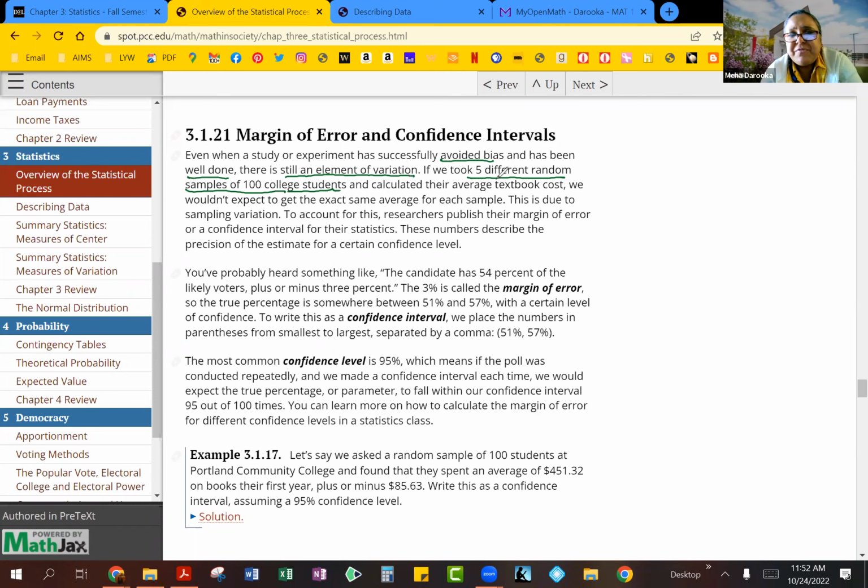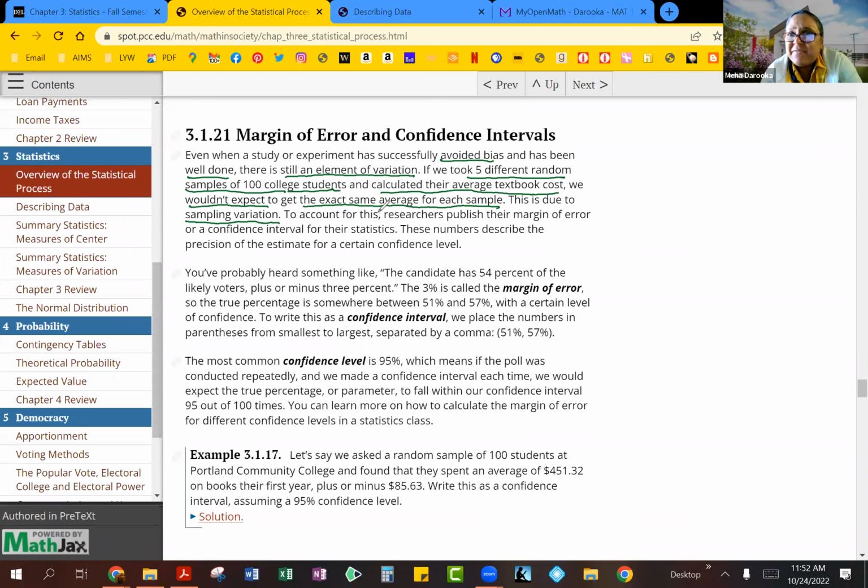So they're saying even if you did 5 different random samples of 100 college students and calculated their average textbook cost, we wouldn't expect to get the same exact average for each sample, because it's 5 different groups of 100 students, so it will always come out a little bit different. They're not always going to give you the same average cost. This is what we call sampling variation, because you have 5 completely different groups of people we're talking about here.